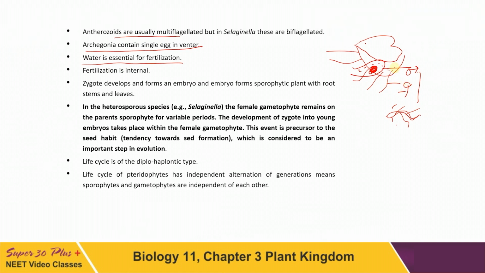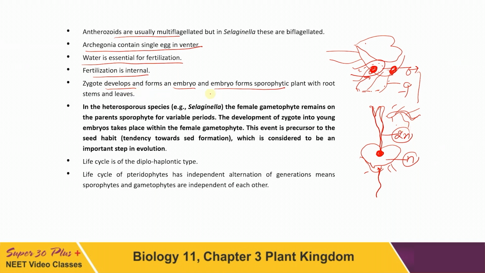The gametes produced in the antheridium will float in water and come to the archegonium. Fertilization is internal. The zygote develops and forms an embryo. This is the prothallus, and in this prothallus, children, you see these are the rhizoids. The zygote develops into an embryo, and that embryo will divide and develop into the sporophyte. This is a young sporophyte, the root will develop and get established, and this is the prothallus, and this one is the sporophytic structure.